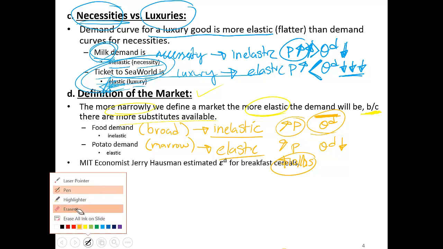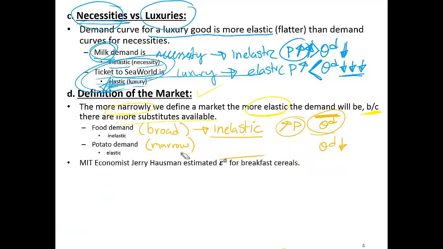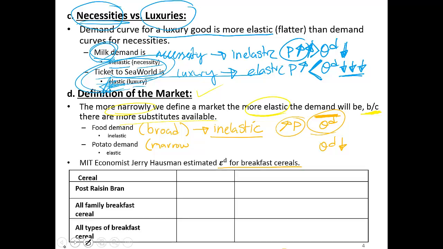This is a very fun example. MIT economist Jerry Hausman actually estimated the price elasticity of demand for breakfast cereal. So he looked at them and this is what he found. He looked at Post Raisin Bran. This is very narrow. All family breakfast cereal. This is medium, somewhere in between. All types of breakfast cereal. This is a very broad group. Okay, so this is what he found.